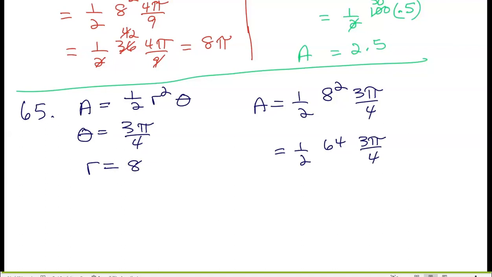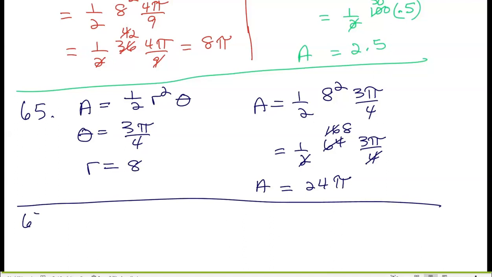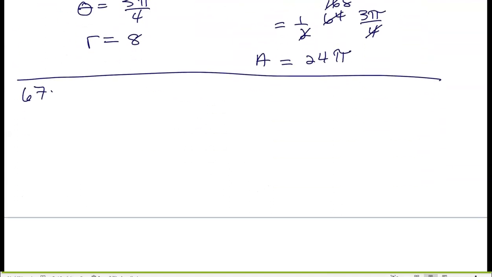Area equals 1/2 times 64, 3 pi over 4. Okay, 64 divided by 4 is 16, right? So 4 goes into 64 16 times. 2 goes into 16 8 times. That's going to equal 24 pi for my area for 65. Okay, 67 is my next problem.